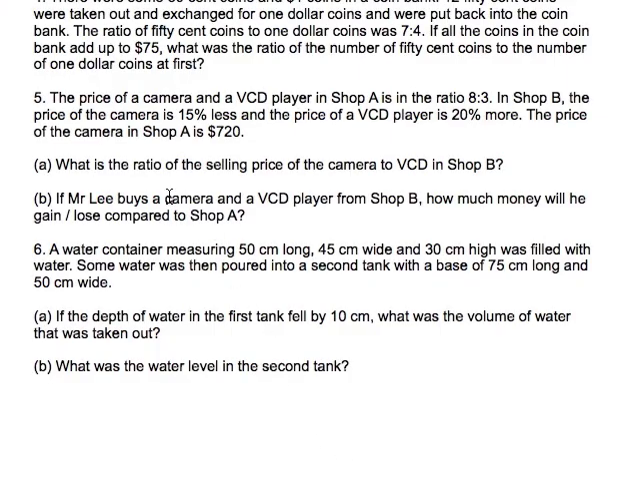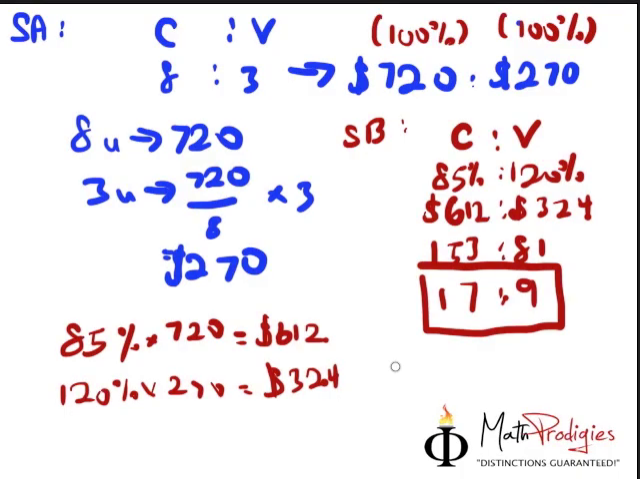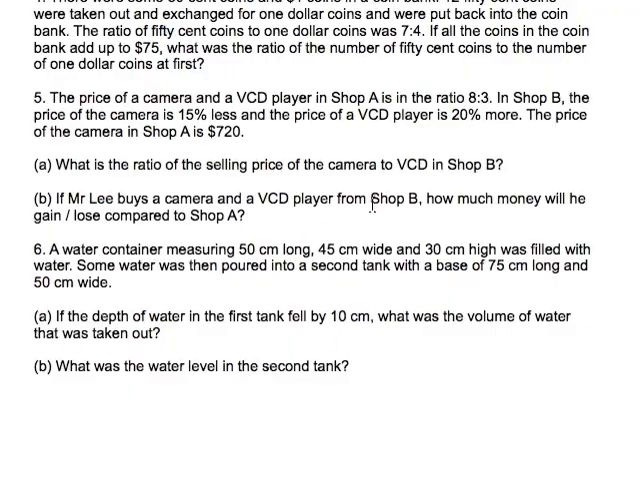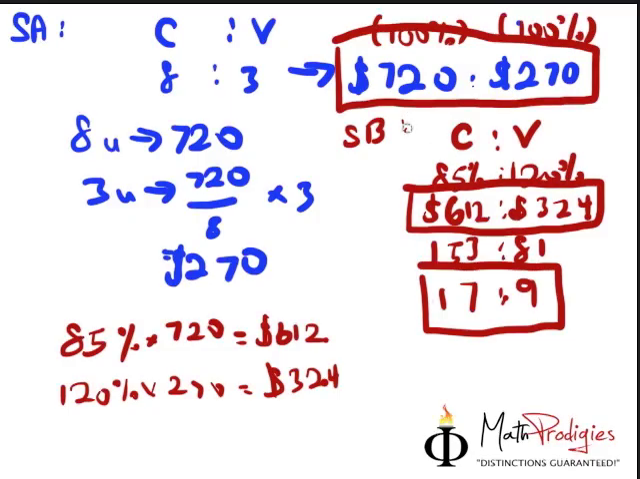Let's take a look at part B. If Mr. Lee buys a camera and a VCD player from shop B, how much money will he gain or lose compared to shop A? Very simple question. In other words, if you were to add up the prices of the camera and VCD in shop A, and add up the prices in shop B, which one will be cheaper or more expensive if he buys from shop B? Okay, so let's find out.